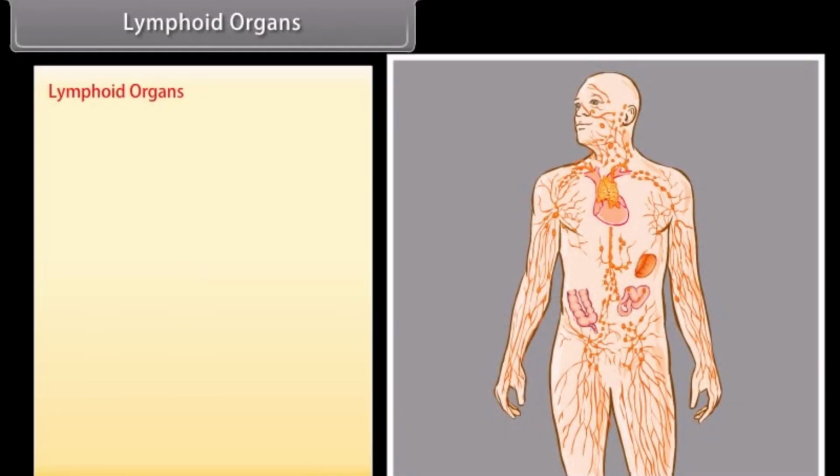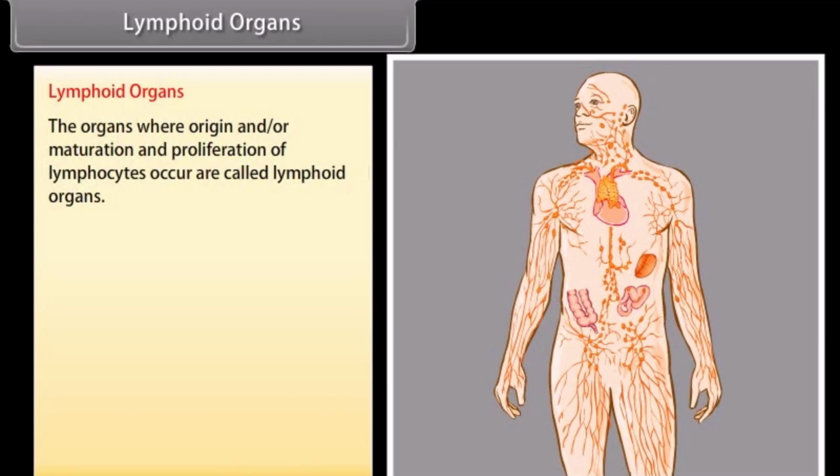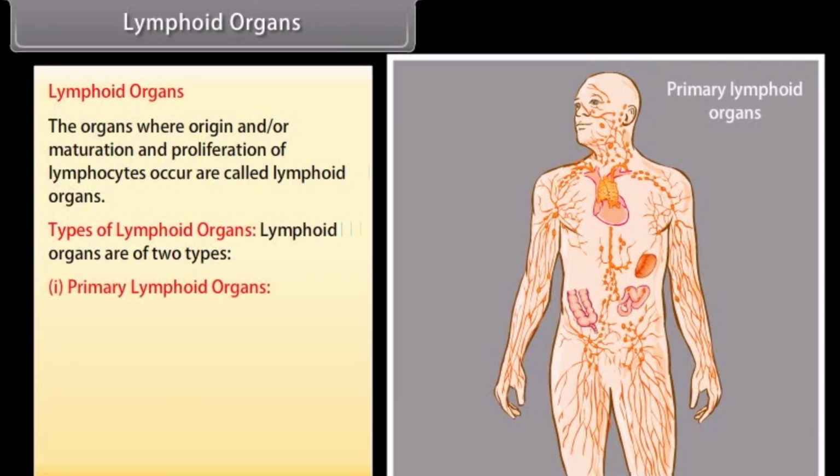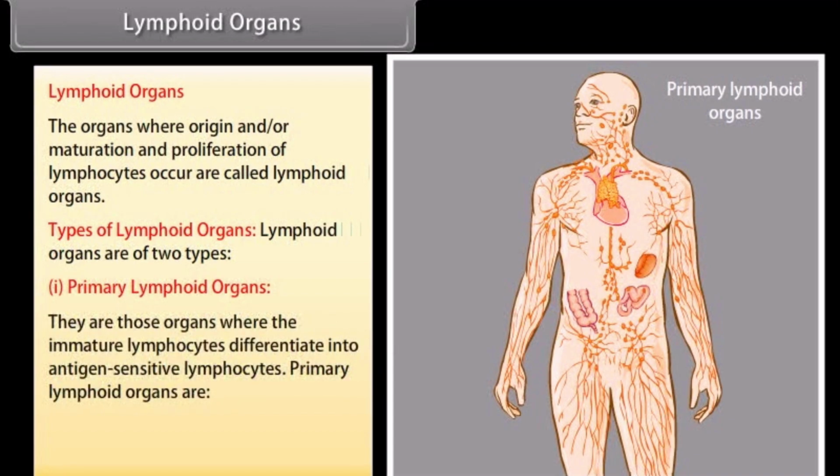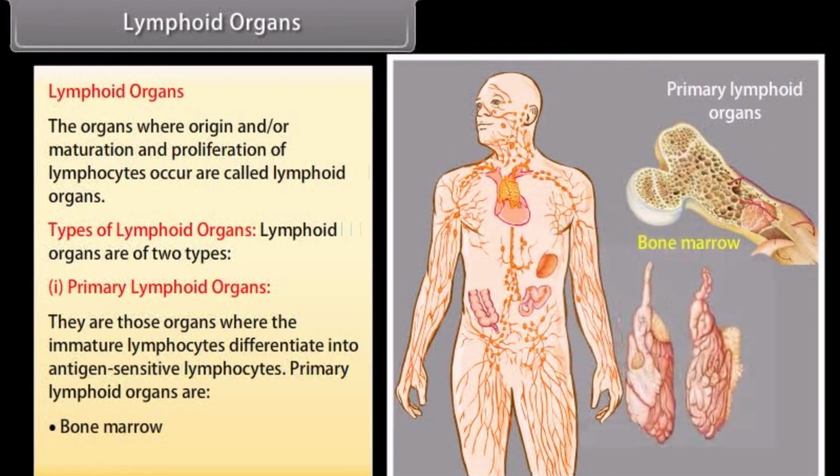Lymphoid organs. The organs where origin and/or maturation and proliferation of lymphocytes occur are called lymphoid organs. Lymphoid organs are of two types. Primary lymphoid organs. They are those organs where the immature lymphocytes differentiate into antigen-sensitive lymphocytes. Primary lymphoid organs are bone marrow and thymus.